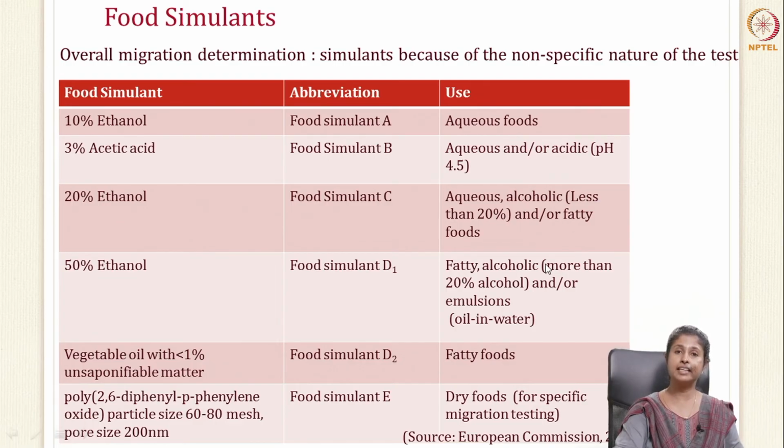For fatty acids and alcoholic foods which have got more than 20% alcohol, or even for emulsions like oil and water emulsions, you can use food simulant D1, which is 50% ethanol, higher concentration, it's more concentrated. Now for fatty foods, which is food simulant D2, you can use vegetable oil with less than 1% unsaponifiable matter. And for dry foods, generally we do not need a global migration test, but for specific migration testing, you can use food simulant E, that is poly 2,6-diphenyl paraphenylene oxide.